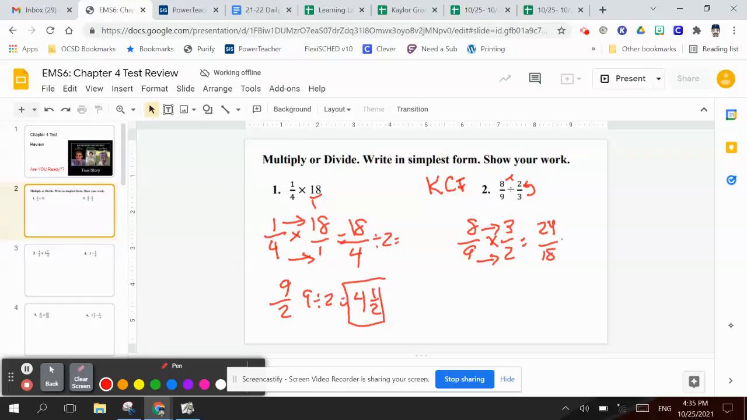If I put that into simplest form, I know that 3 is a factor of each. 24 divided by 3 is 8. 18 divided by 3 is 6. I now can divide each by 2 to get 4 over 3. And in simplest form, 4 minus 3, I get one full group with 1 left over.